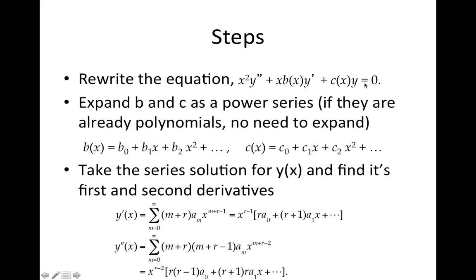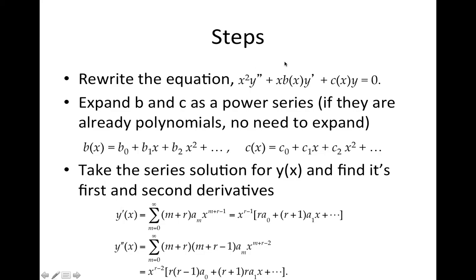So here's our differential equation. We've multiplied everybody by x squared. We're going to assume that B and C can be written as power series. So here's their power series equivalent. And we're going to assume that there is this solution, x to the r times a_m x to the m summed over m equals 0 to infinity. So we have this x to the r out in front.